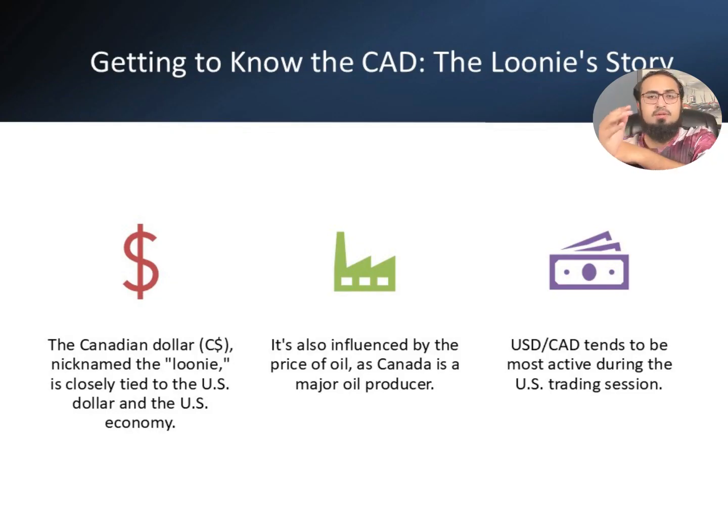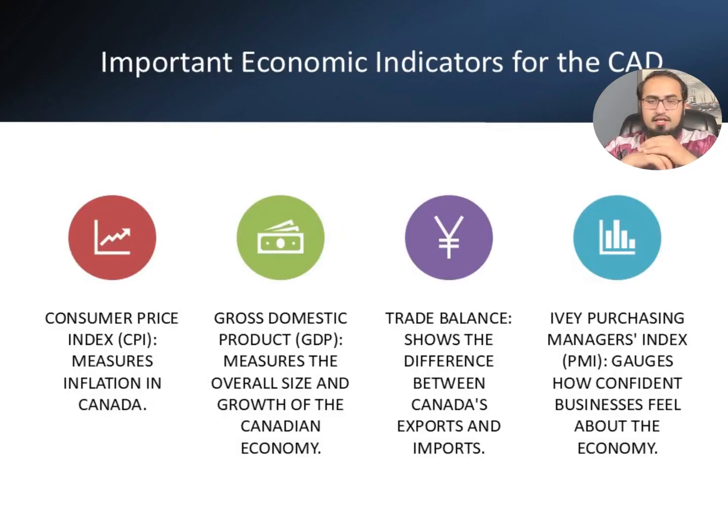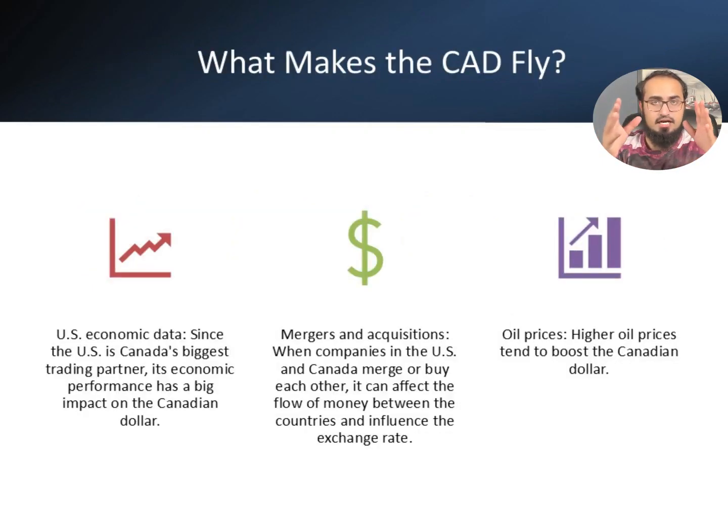What are the economic indicators in the US trading session? It has CPI. Major information in Canada is GDP, which shows the size and growth of the Canadian economy. Trade balance is there. It shows the difference between Canada's exports and imports. Ivey Purchasing Manager Index, PMI, shows business confidence, how business feels about the economy. So what do you have to do with all these things? You have to keep them in mind, focus on them.